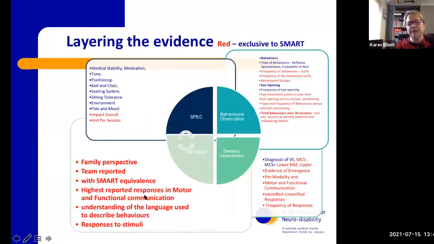So if we're looking at the evidence again, we're getting the family and the team perspective. We understand the equivalence so that we can compare. The other thing that we're getting, though, is understanding the language that people are using in order to report responses. And that's really useful because sometimes there can be a difference of opinion between teams. And there was a study by Edgar that looked at the different perspectives that teams and family are looking at the patient.